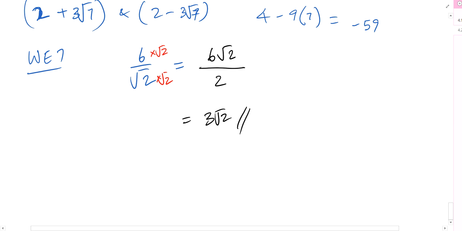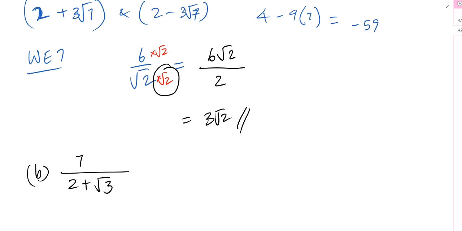I don't want a surd in the denominator. Okay? And you must know how to choose what to multiply. In this case, multiply by root 2. Okay? Next one. Part B. 7 over 2 plus root 3. Is the denominator rational? No, it is not. I want to rationalize it. What do you think I should multiply with for both numerator and denominator? What should I multiply by?